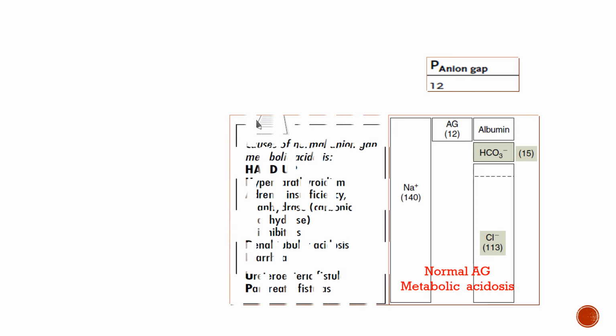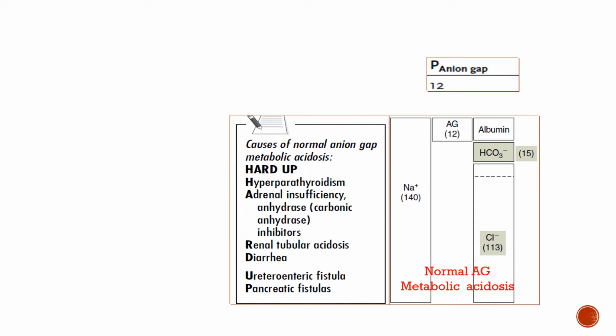Okay, let's look at this example. Here the bicarbonate is reduced by 10 from 25 to 15, and the chloride is increased from 103 to 113. So if we calculate the anion gap, it will be the same, and this is normal anion gap metabolic acidosis or hyperchloremic metabolic acidosis. And these are the causes, and the two main causes for these disorders are renal tubular acidosis and diarrhea.